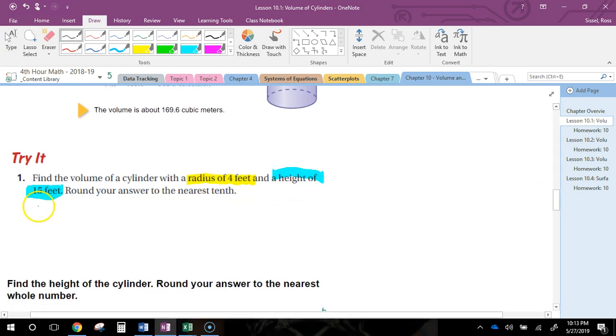Now remember, I'm going to scroll back up here and look. We did volume equals base times height. And remember, our base is pi times radius squared. Alright, go ahead and pause the video and see if you can do this.